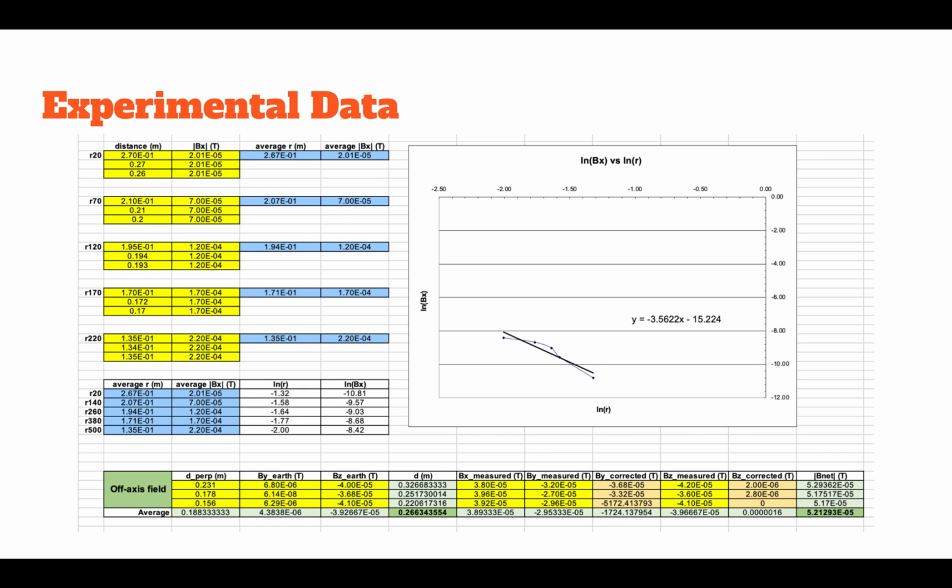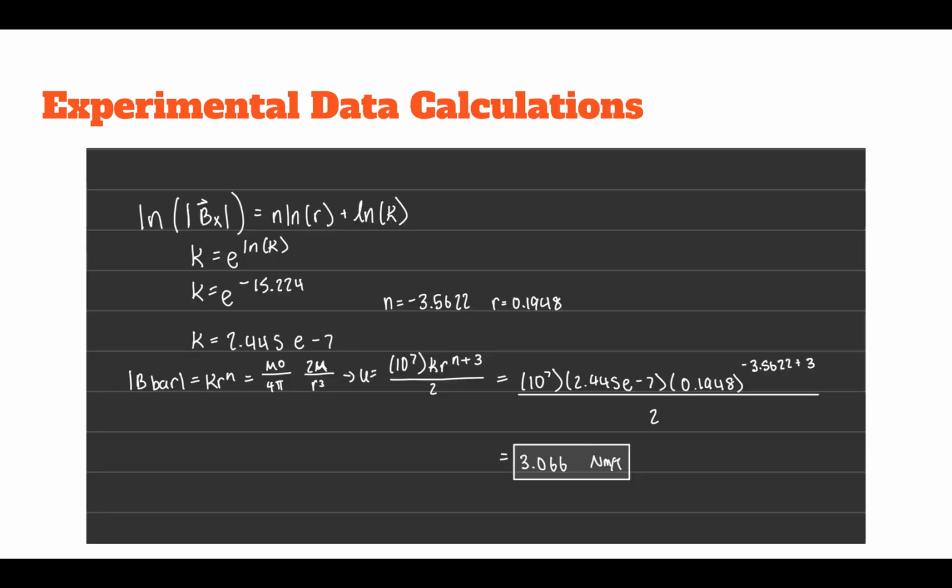This is my experimental data where I listed out my distances written here, and it gave me a plot of ln of Bx versus ln of r, as you can see here. And my linear equation that I got from this plot will be used in the next slide, but this is overall a preview of my experimental data. So then here are my calculations to find the actual magnetic dipole. So I found R and n. R is the average of my distances, and n I got from my linear equation. And as I plug this in using the equations I've listed out below, I got a value of 3.066.